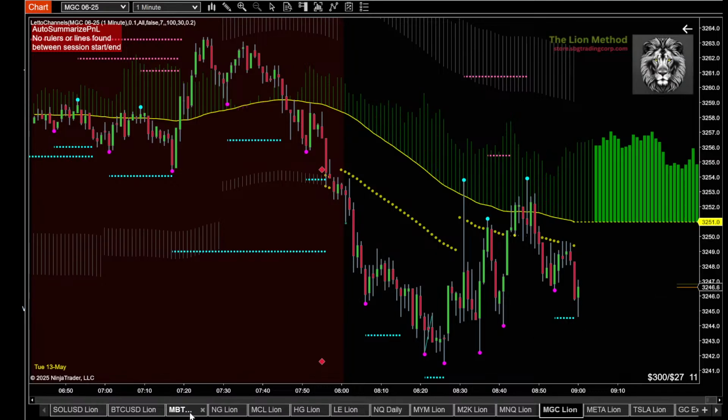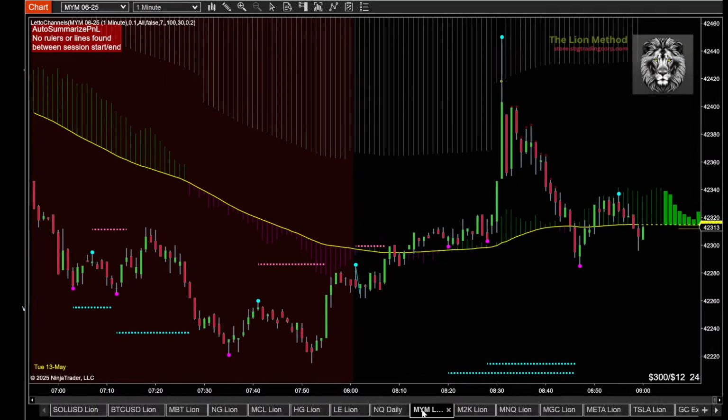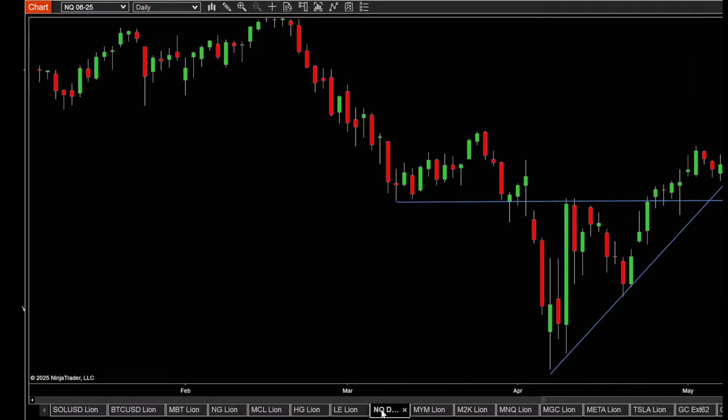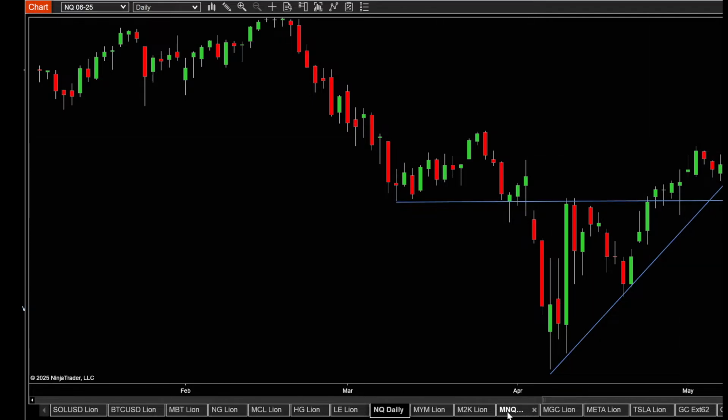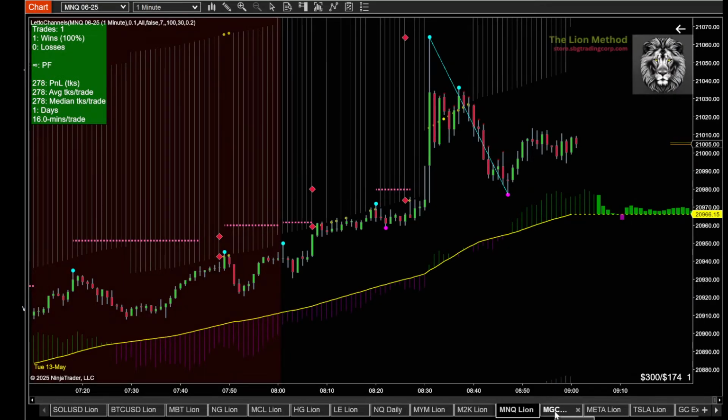We are waiting for some action here. We had a big news announcement. CPI came out at 8:30. Here's a long-term view of the Nasdaq. Looks very bullish, so hopefully our trade war with China is coming to an end.